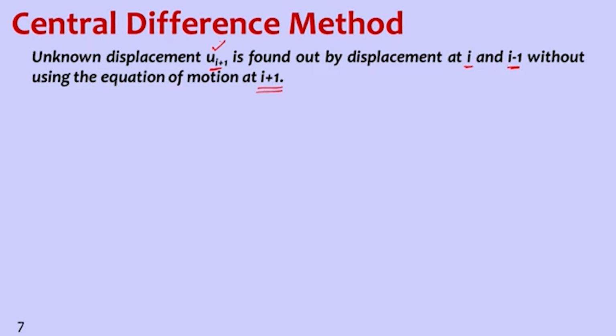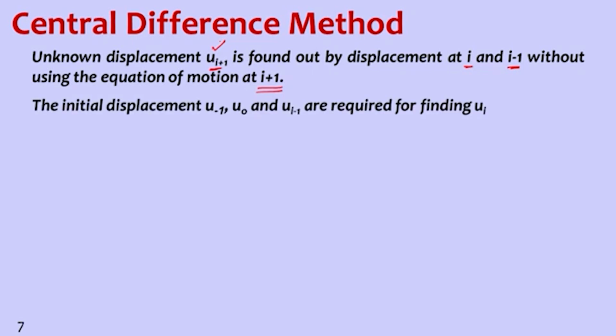Now, how does it happen? It happens by initial values. So, the initial displacement ui in place of i minus 1. So, this is a fictitious term because time starts at 0, but we need one displacement at negative time, and then u i minus 1 is required. These things are required for finding ui.